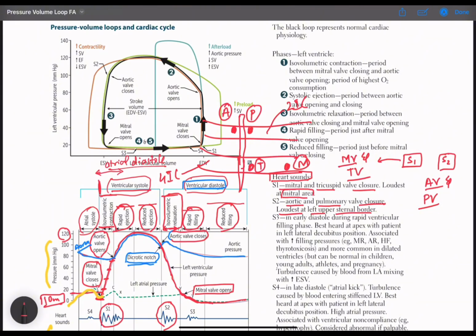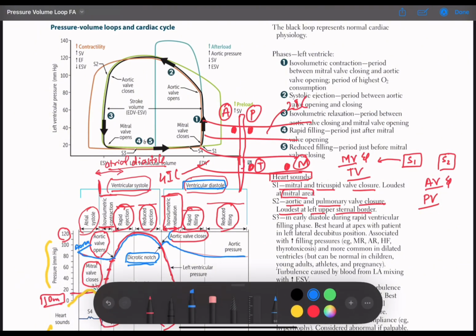So the S1 sound is heard best at the mitral area, which is located at the mid-clavicular line of the fourth intercostal space, while S2 is heard best at the left upper sternal border. This is the sternum, this is the left upper sternal border or the pulmonic area. So S2 is heard best at the pulmonic area.